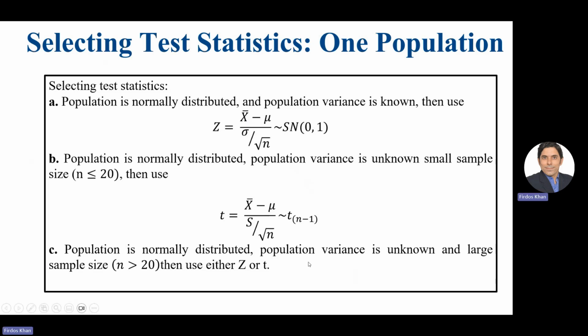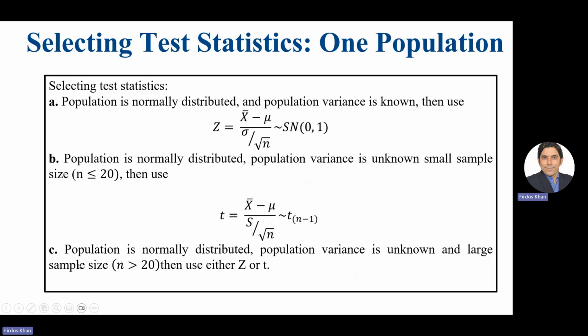Population is normally distributed, population variance is unknown, and large sample size. Large sample size means when n is greater than 20 in some books, but again I will say n is greater than or equal to 30. That is according to CLT, the central limit theorem. When the sample size is increasing, other distributions converge to the normal distribution.